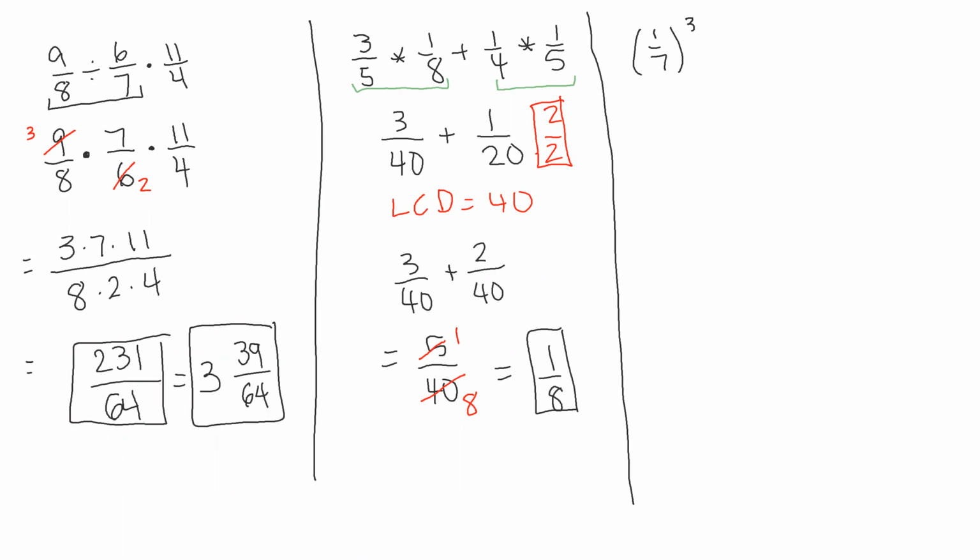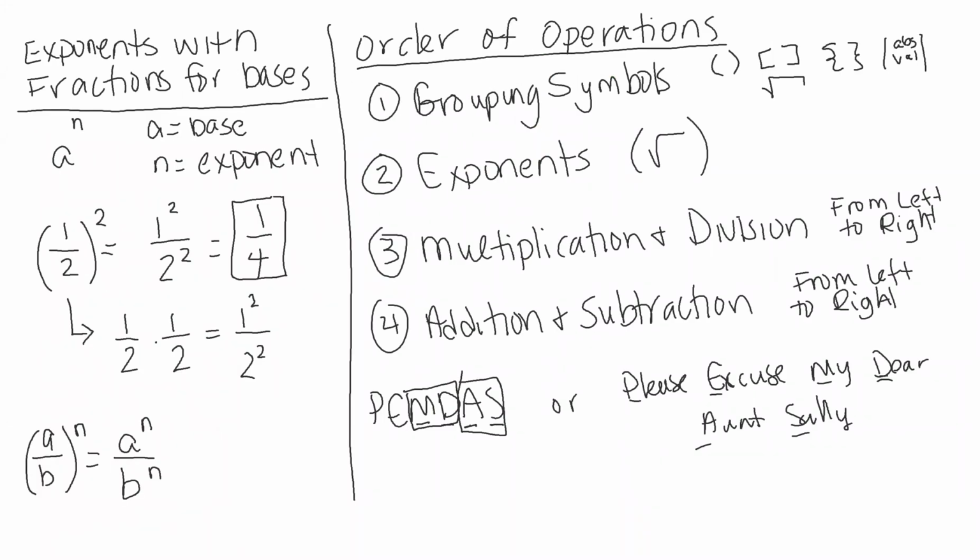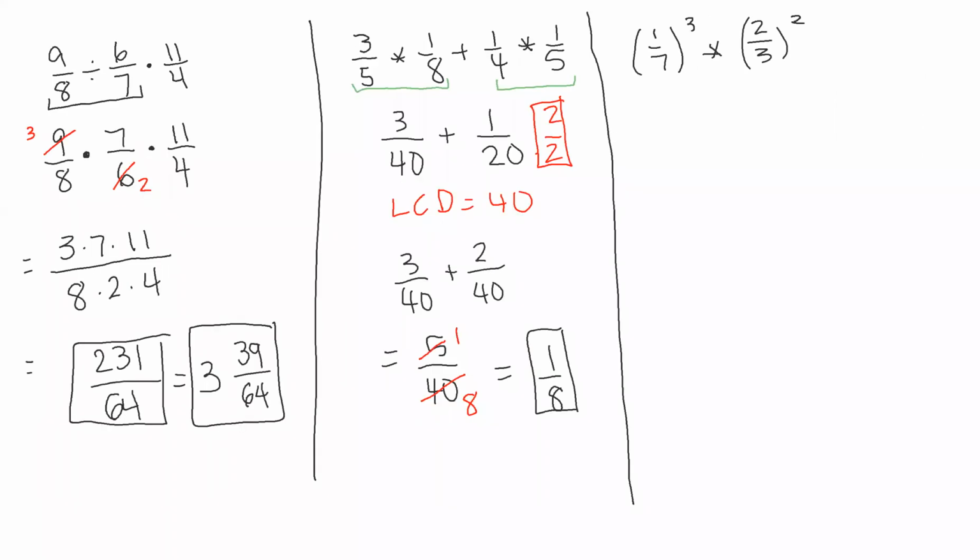1/7 to the third power times 2/3 to the second power. So we get to practice exponents. So remember, when you have a fraction in parentheses raised to a power, you just apply that power to both the numerator and the denominator. So I'm going to rewrite this a little bit. 1/7 to the third is just 1 to the third over 7 to the third. 2/3 squared is just 2 squared over 3 squared.